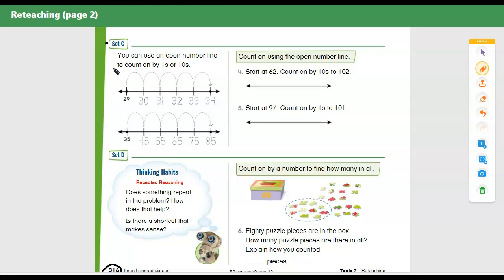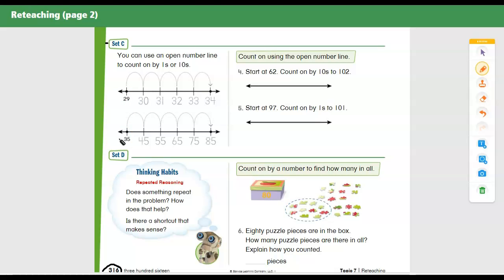Set C says you can use an open number line to count on by ones or tens. Here we have 2 examples. The first open number line begins with 29 and jump counts by ones until it gets to 34. This is an example of using an open number line to count on by ones.